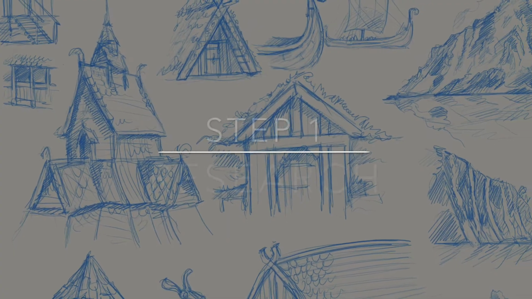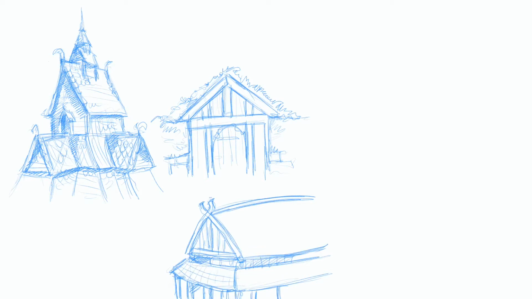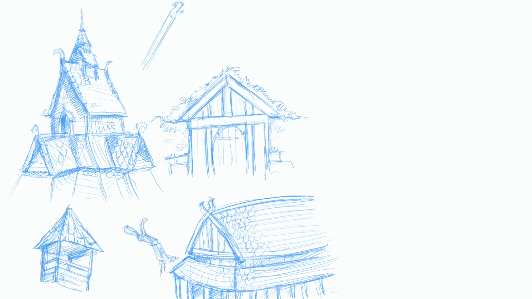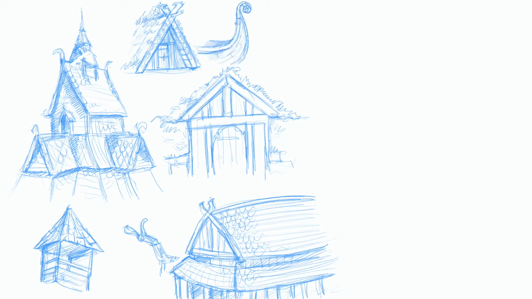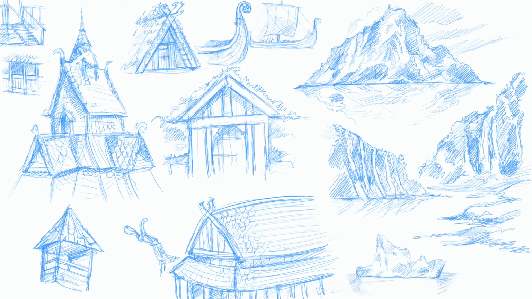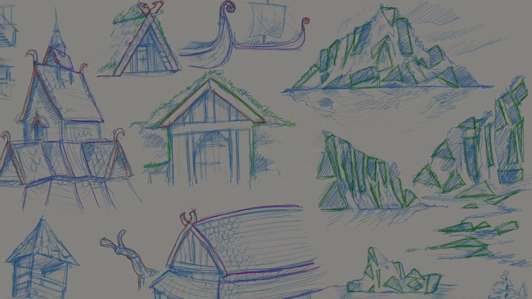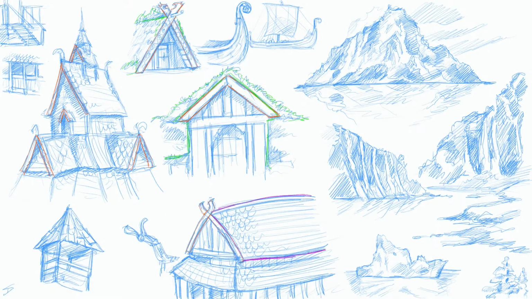So let's begin. The first step is to research the visual material, learning the relevant unique patterns and shapes of our subject matter. Now we will study and make a note of the repeated patterns and shapes in our research, which will prove helpful later on.